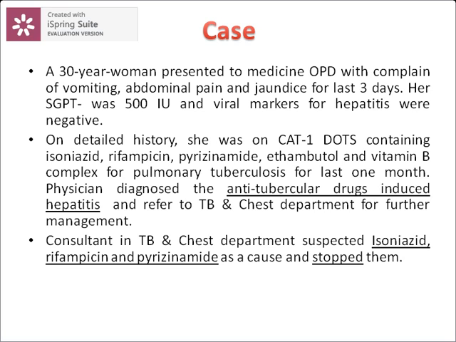Another case scenario: we previously discussed anti-tubercular drug-induced hepatitis, and we suspected isoniazid, rifampicin and pyrazinamide based on their known action and stopped them. After 1 week, the patient improves and SGPT comes down. So it supports our suspicions. The suspected agent could be one of isoniazid, rifampicin and pyrazinamide. It helps us to rule out ethambutol and vitamin B complex as causative agents for the drug-induced hepatitis.